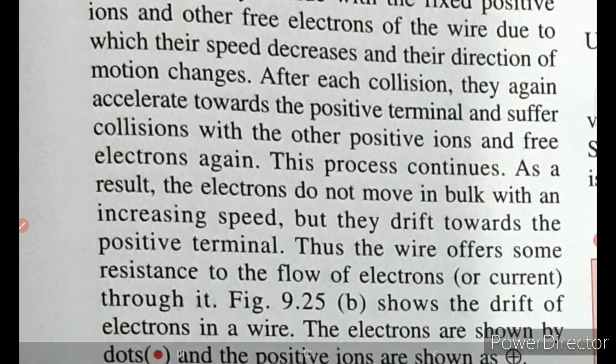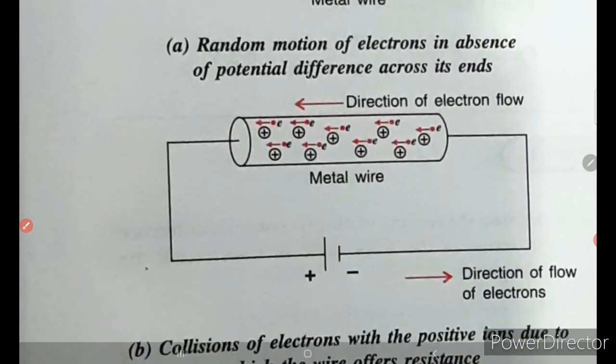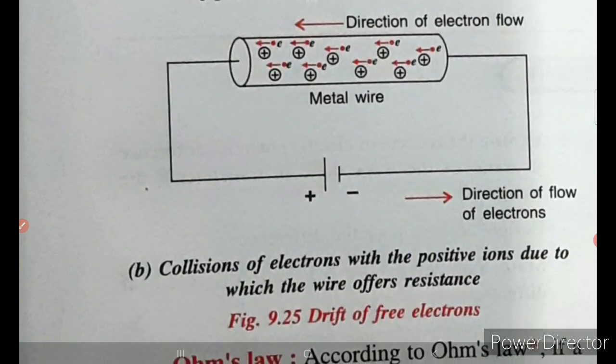Figure 9.25b shows the drift of electrons in a wire. The electrons are shown by the dots and the positive ions are shown by this particular symbol. We have already seen this particular diagram. I hope you have understood this particular resistance and the cause of resistance.